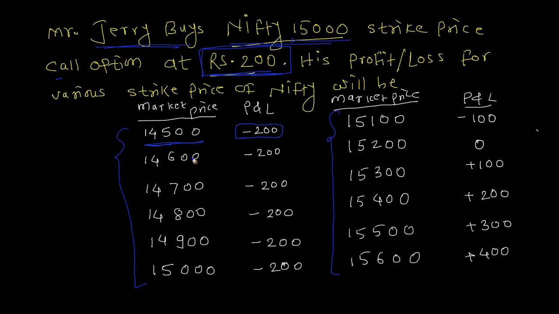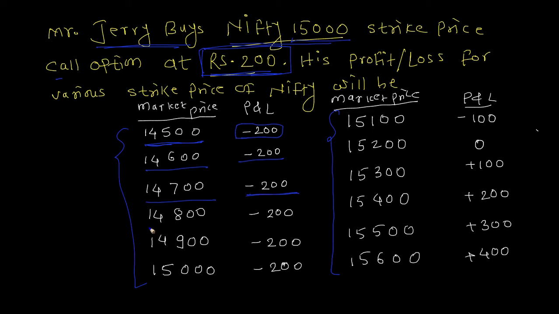When Nifty is at 14,600, at that time also I will not use this coupon to buy Nifty at 15,000, because using the coupon means I'll buy Nifty at 15,000. Why will I buy Nifty at 15,000 if I'm getting it in the market at 14,600? This time also the coupon is of no use for me. Again, when Nifty is at 14,700, the coupon is of no use, so I lose the premium of that coupon.